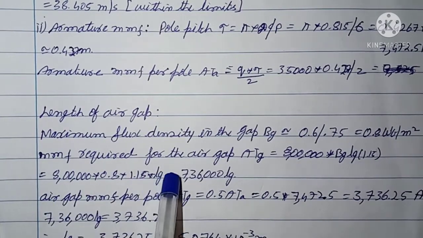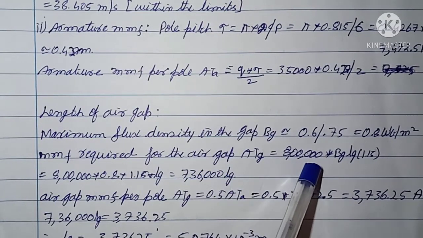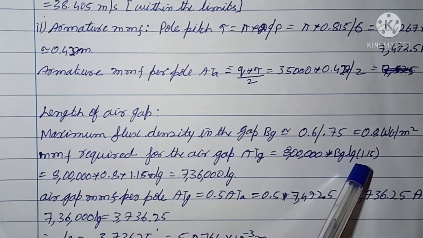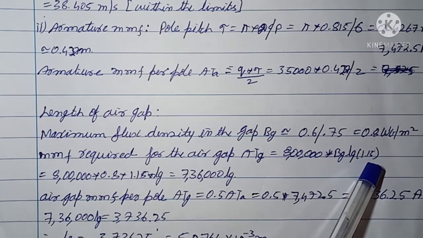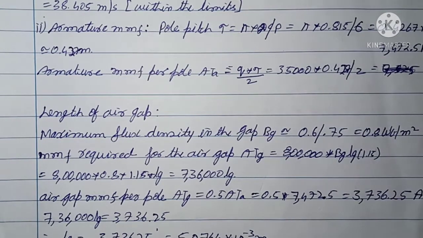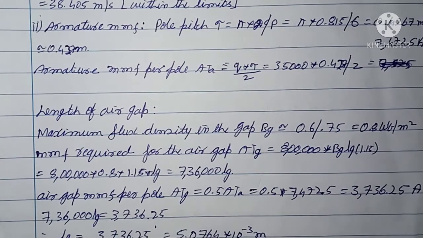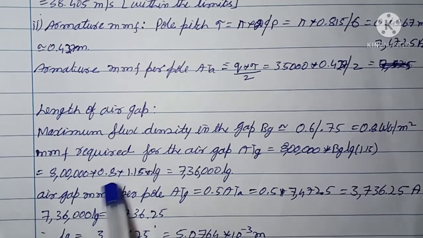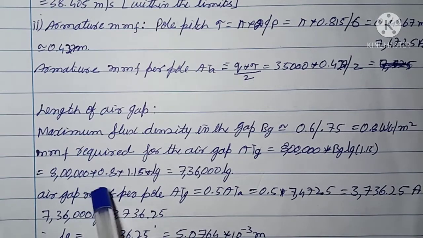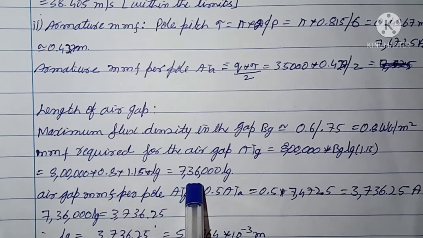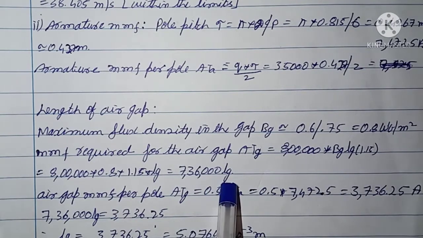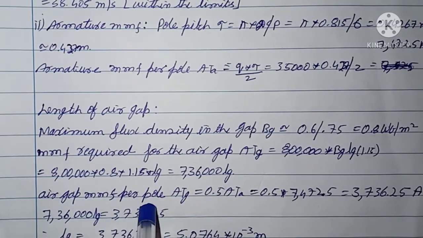The mmf required for the air gap ATG is 8 lakh into BG into LG into 1.15, where 1.15 is the value of the contraction factor. So we get 7,36,000 into LG. The air gap mmf per pole ATG is 0.5 ATA.